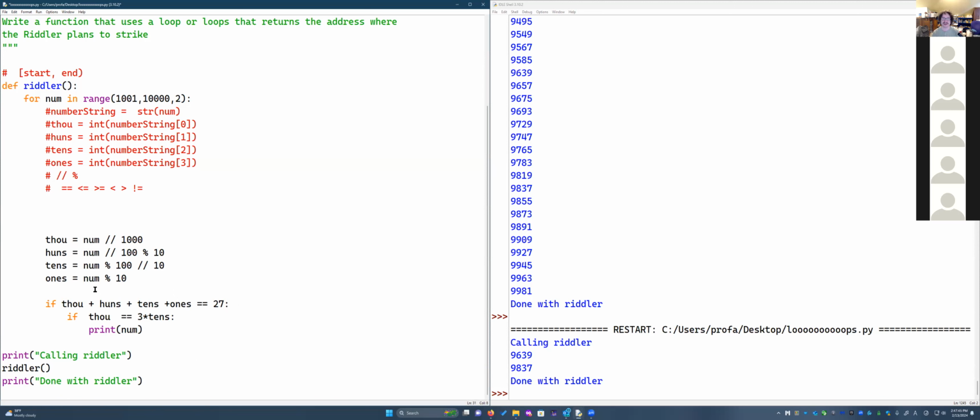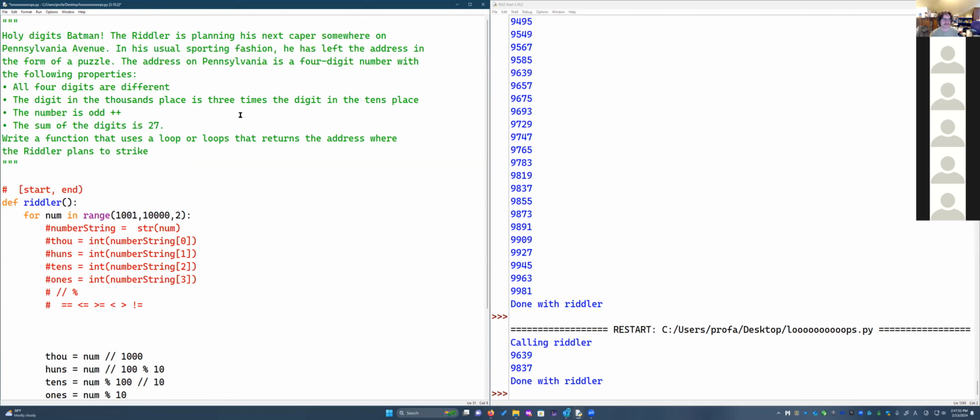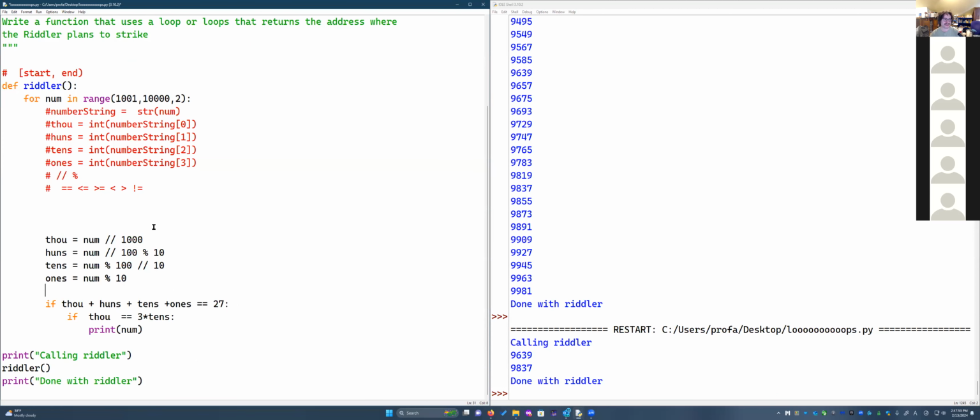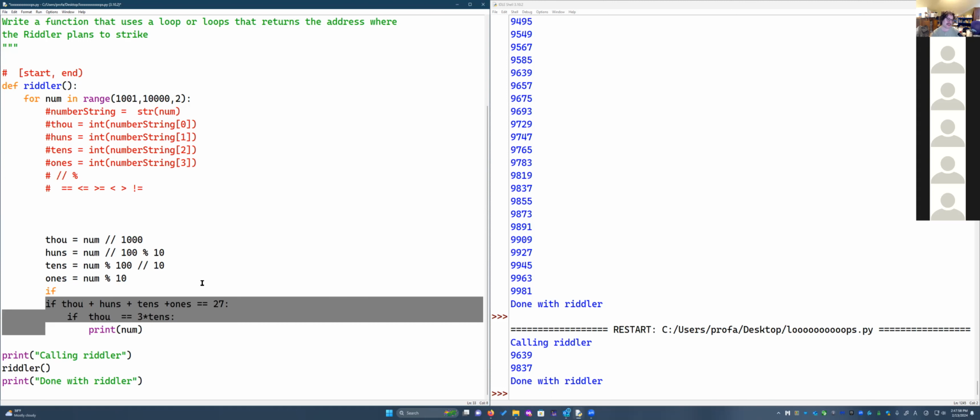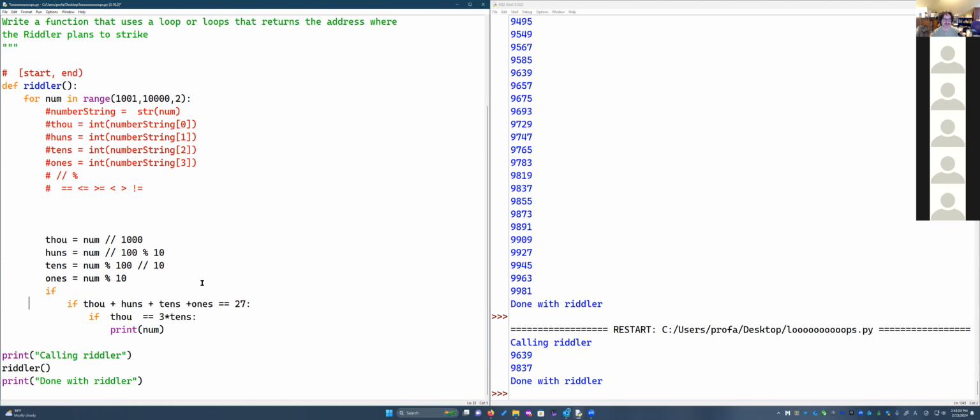Okay, so now what we're going to do over here is, this last one is where all four digits are different, and that one's actually fairly straightforward to write. I'm going to write it on top here and indent everything else. It just is terrible to write.